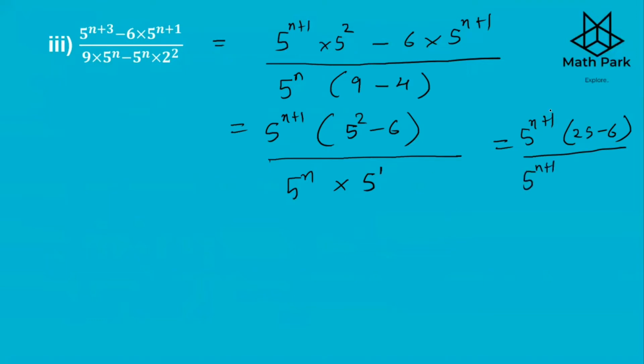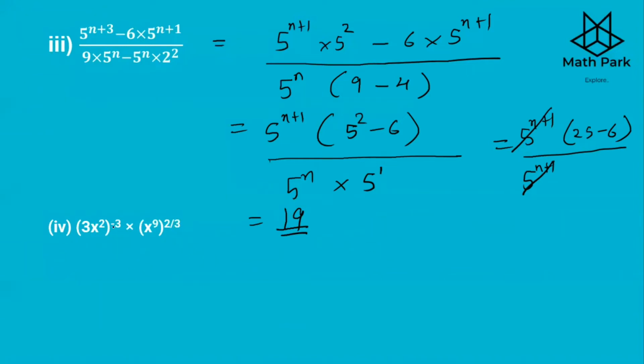Now what happens here? 5 raised to n plus 1 and 5 raised to n plus 1 got cancelled. And 25 minus 6, what is 25 minus 6? That is 19, our answer. Got it? 19 is our answer. So let us do the fourth part of this question number 2.